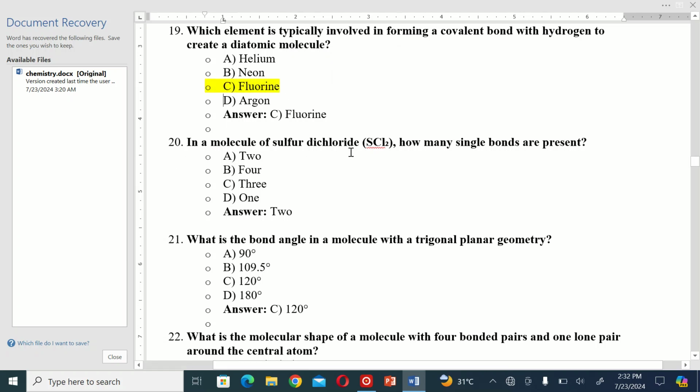In a molecule of sulfur dichloride, how many single bonds are present? A. 2. B. 4. C. 3. D. 1. So the correct option is A. 2.